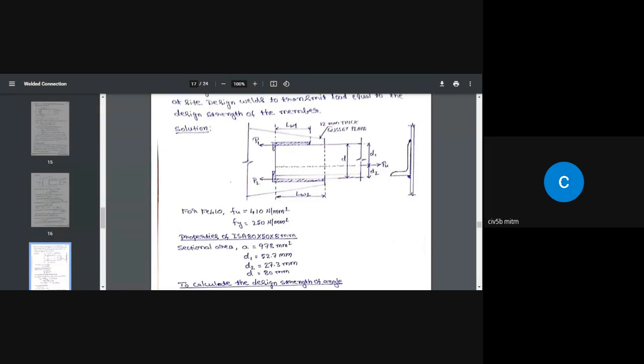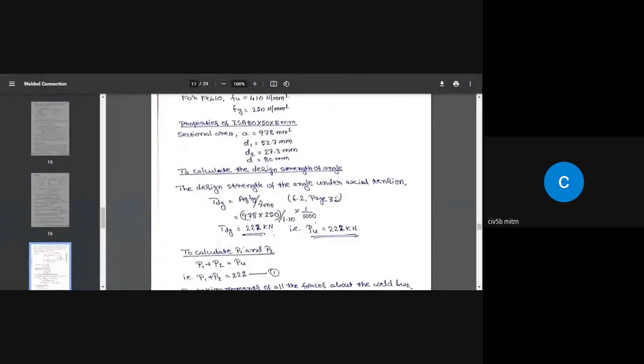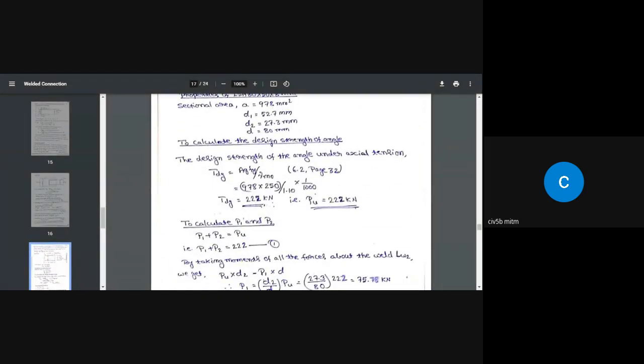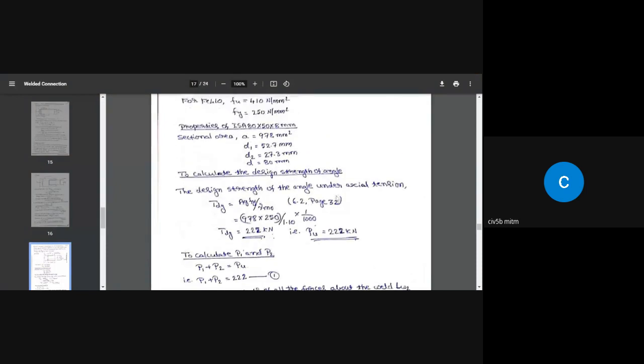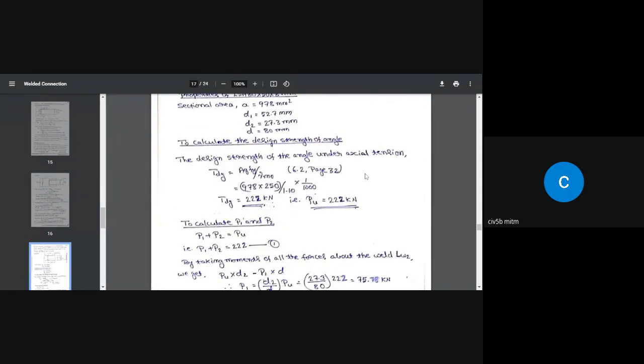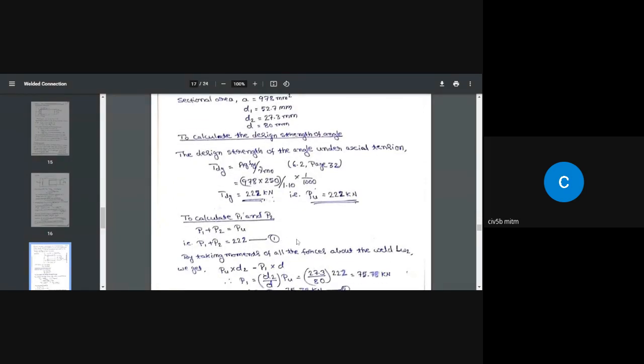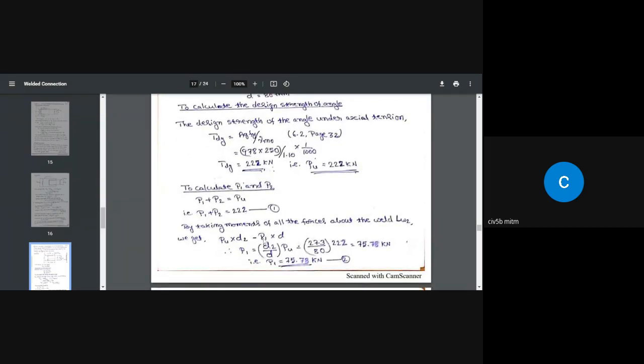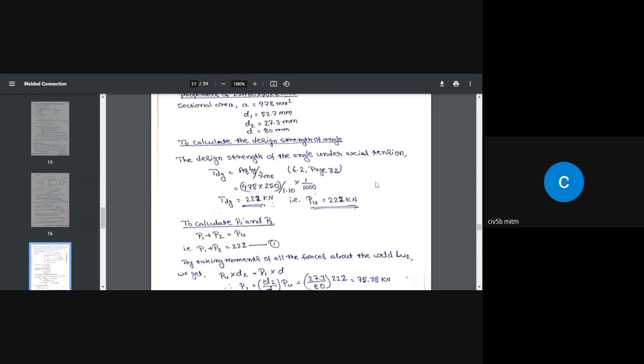Okay, so for that, the first thing we are going to do is to find out what is P1 and what is P2. Of course, P1 plus P2 should be equal to the PU value. So P1 plus P2 equals PU, which is equal to 222 kilonewton. Then I'm going to take moments of all the forces about the weld LW2.